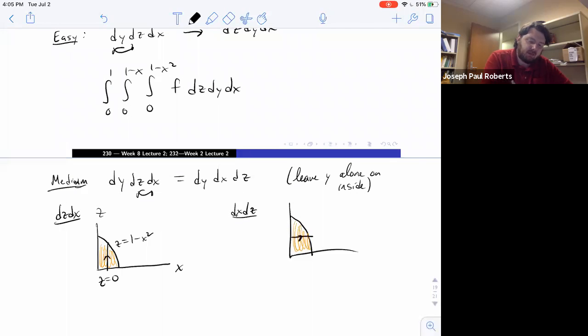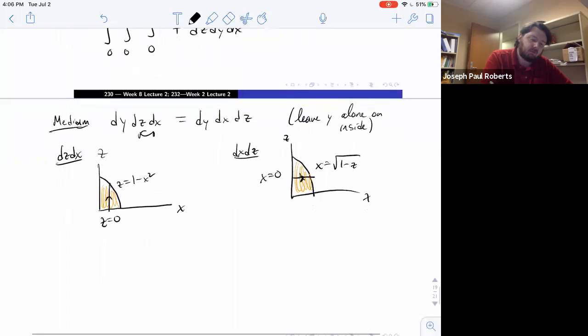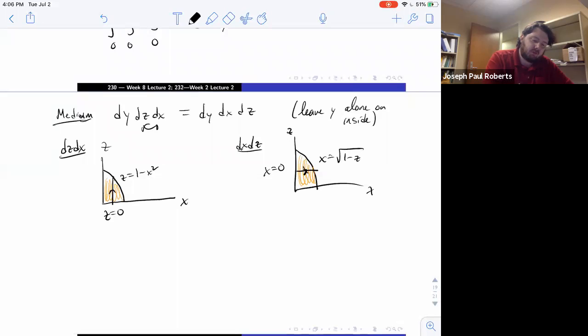So dx dz, I have to do my left and right curves. And it looks like x starts at 0 and stops at square root of 1 minus z. So I had to solve for x in terms of z. And there we go. This also occurs from z 0 to 1. So 0 to 1, 0 to square root 1 minus z, 0 to 1 minus x.